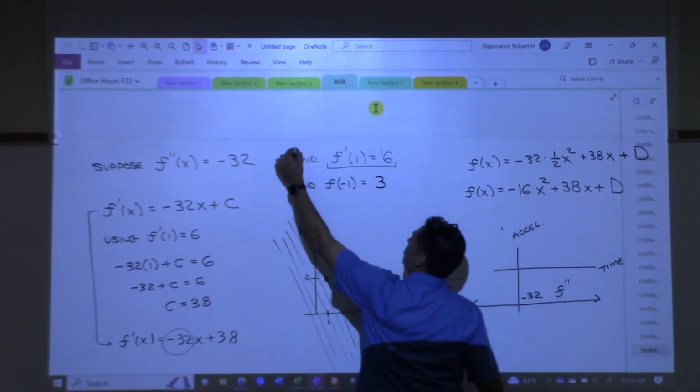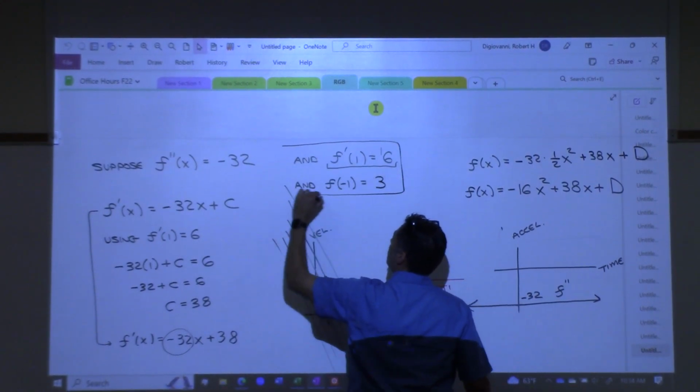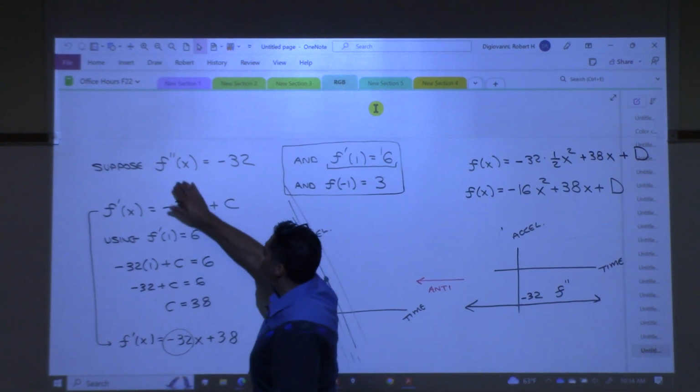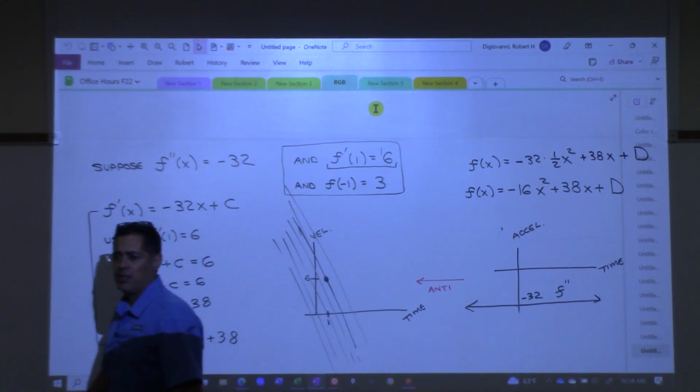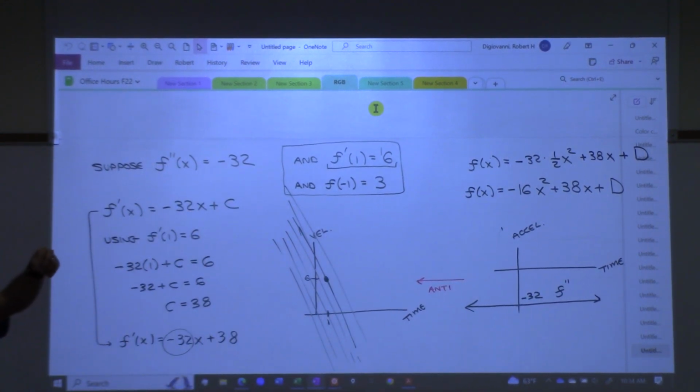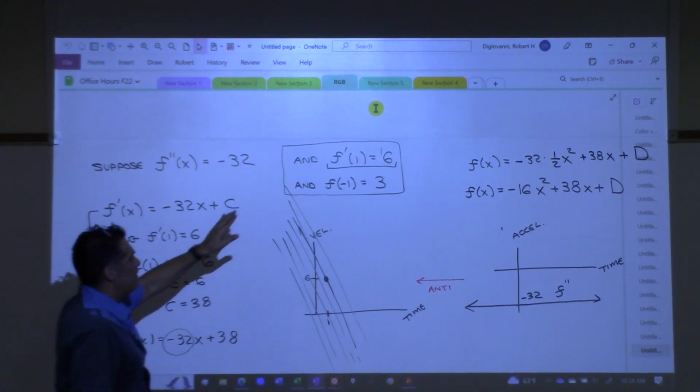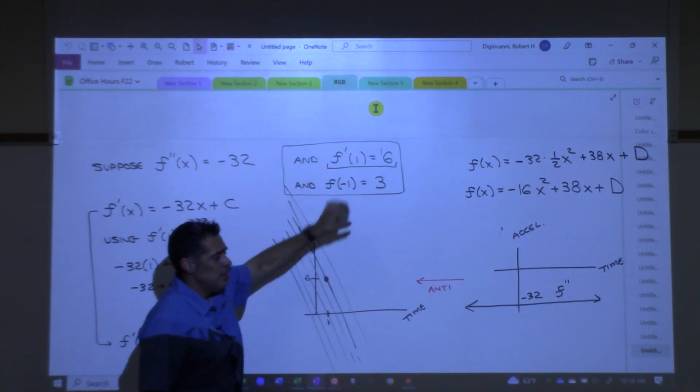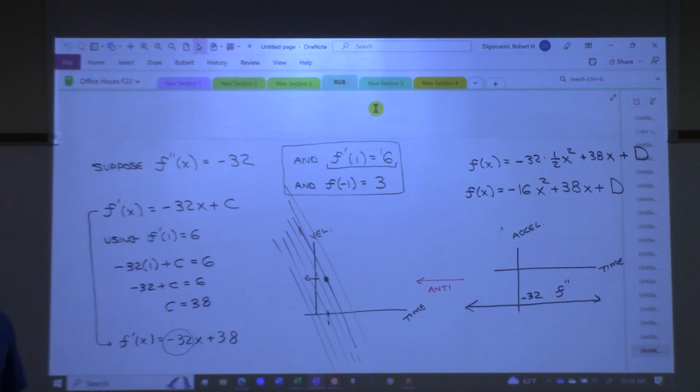So please understand that when I presented this problem to you originally, when I said, suppose the second derivative is negative 32, and I wanted you to go all the way back to f, that was not enough information. I had to actually provide you more, right? So there's the more I've provided to you.